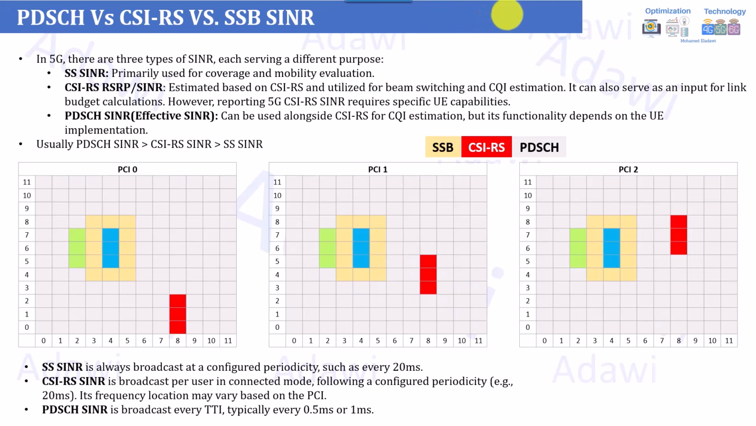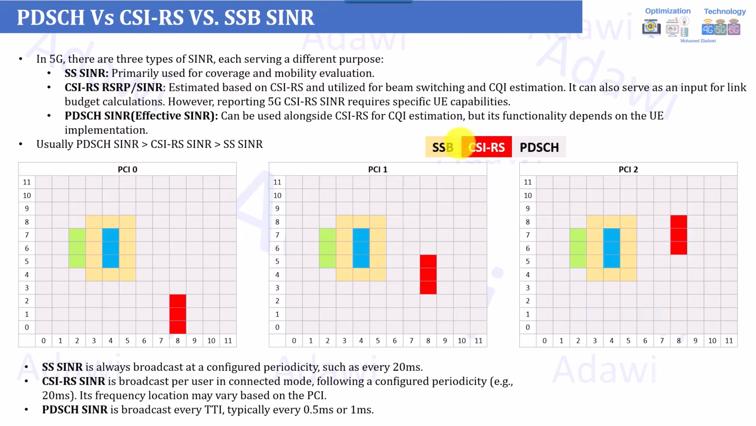Okay, on this slide, as you can see here, I'm highlighting the different types of SINR in 5G. We have mainly three different types, each serving a different purpose, as highlighted here. The first one is the SS block SINR, or synchronization signal SINR, which is mainly used for coverage and mobility evaluation, as you know, right?